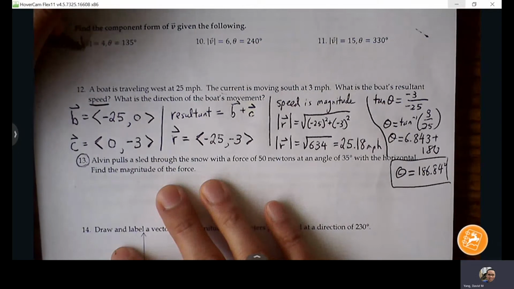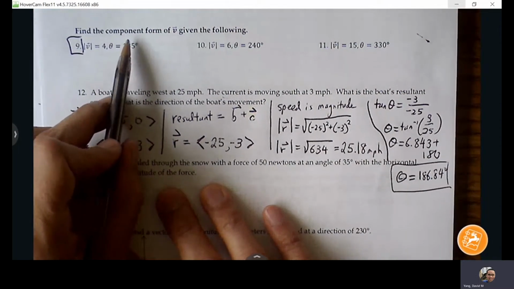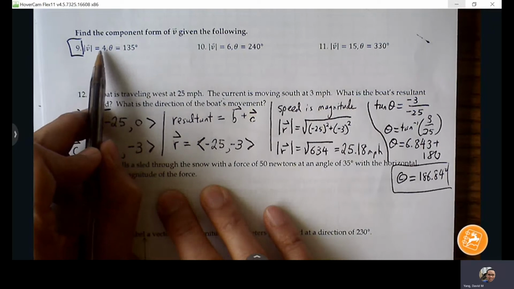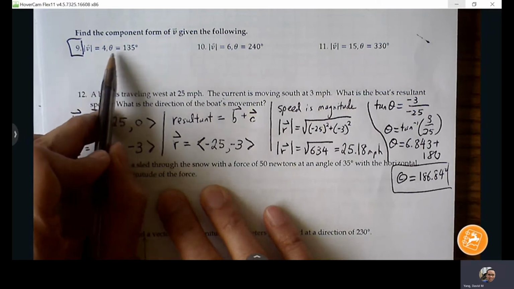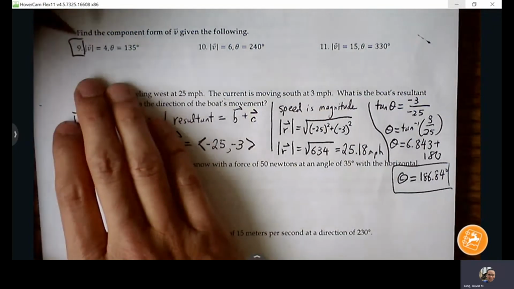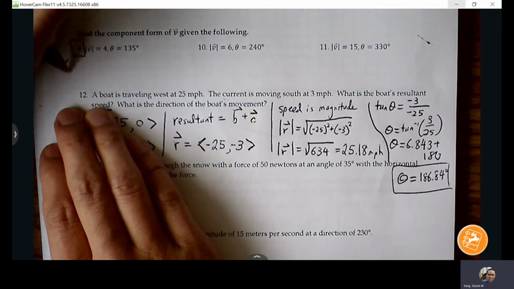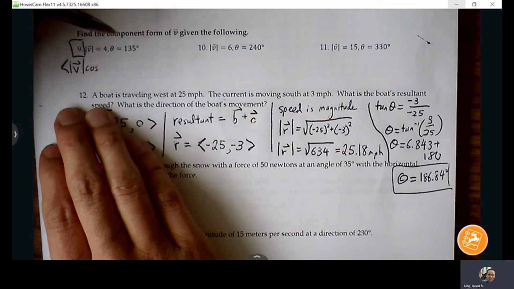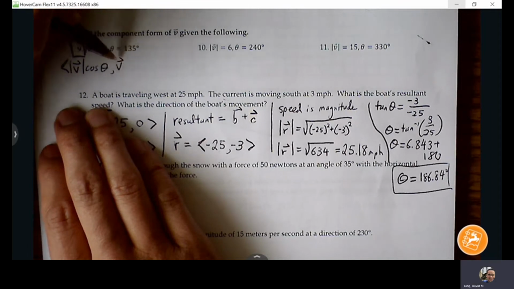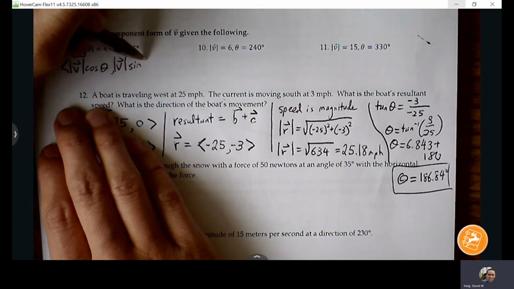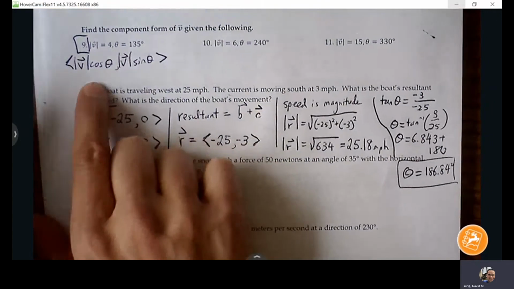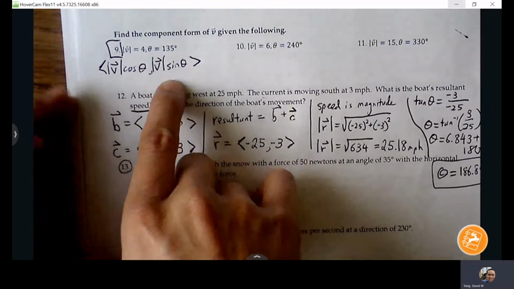Okay, sorry. Let's do number 9 here. It says find the component form of vector v given the following. So if you're given the magnitude and the angle measure, you can draw a triangle, or you can just use the formula that looks like this. It's the magnitude times cosine of theta, and then the magnitude times sine of theta. This will give you your horizontal component. This will give you a vertical component.